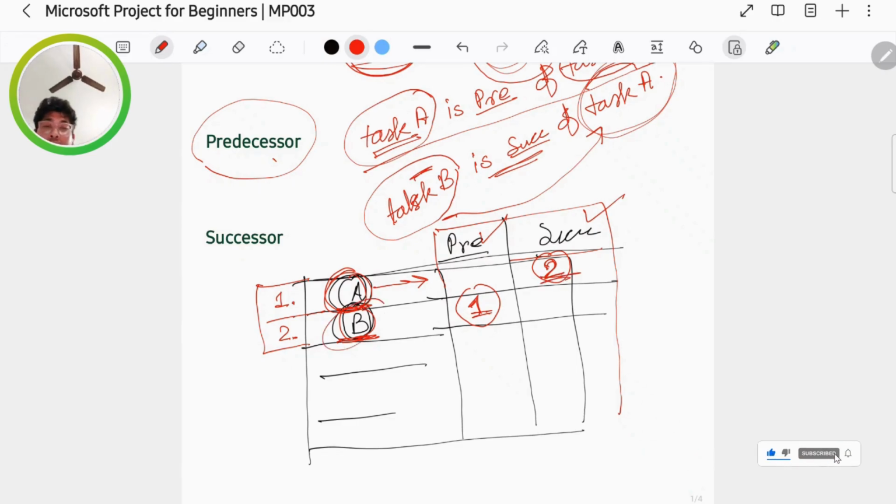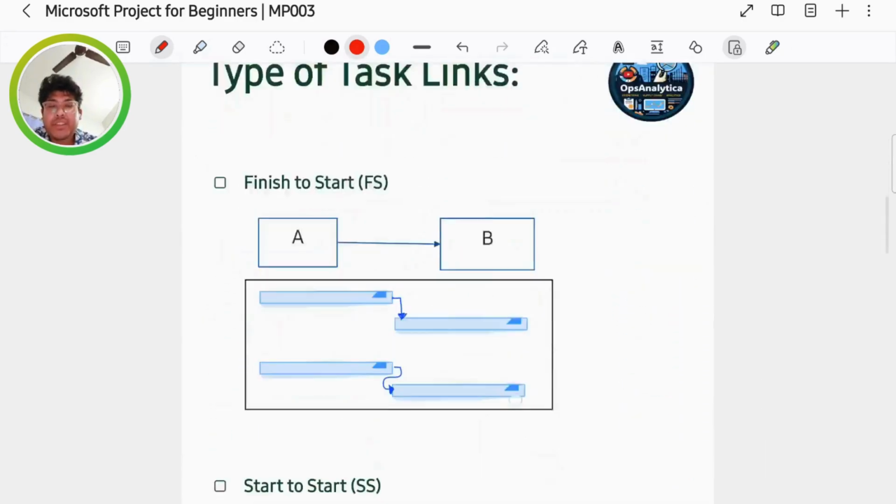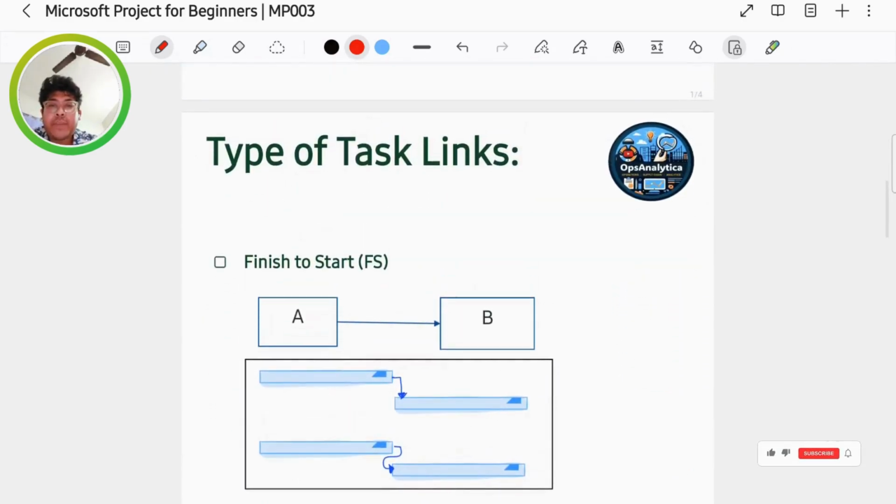Generally, in Microsoft Project, when we write any value in the predecessor and successor, the other area will be reflected automatically. Okay, so this is the concept. Now this is all about successor and predecessor. Now we will come to the type of task.